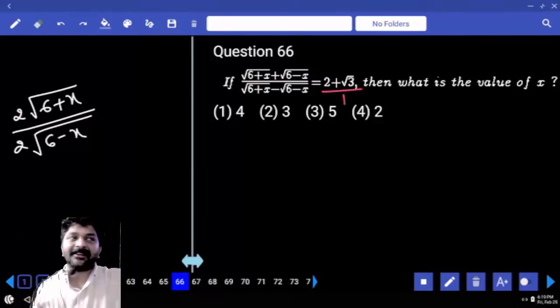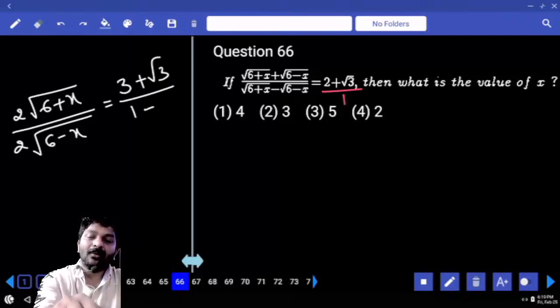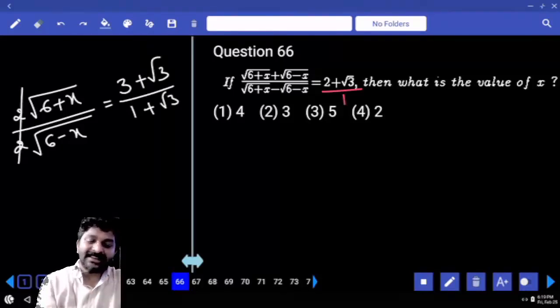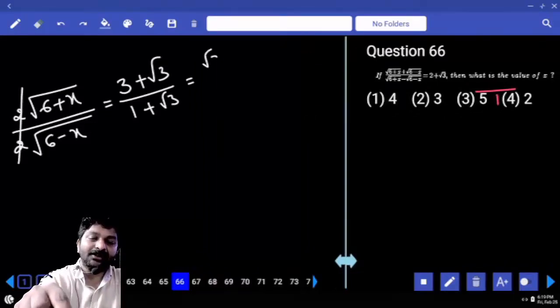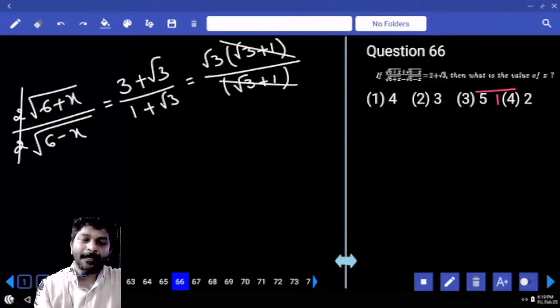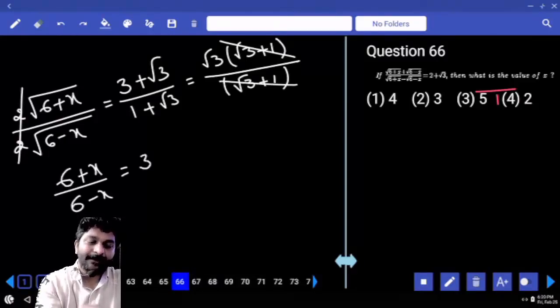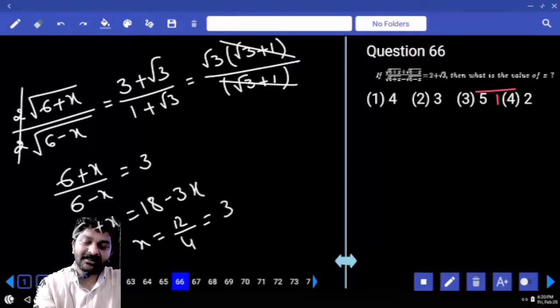Right hand side we can write that fraction 2 plus root 3 by 1. Componendo, that means 3 plus root 3, dividendo 1 plus root 3, correct? This gets cancelled. And again right hand side, if you take root 3 common, that will be root 3 plus 1, and denominator I am just changing the order, root 3 plus 1. This gets cancelled only. So now squaring on both sides, 6 plus x by 6 minus x is equal to root 3 whole square, that is equal to 3. 6 plus x is equal to 18 minus 3x. 4x is equal to 12. X is equal to 12 by 4, answer 3.